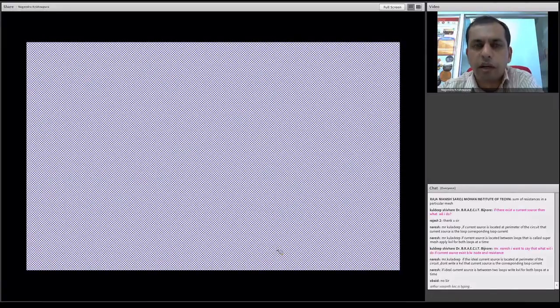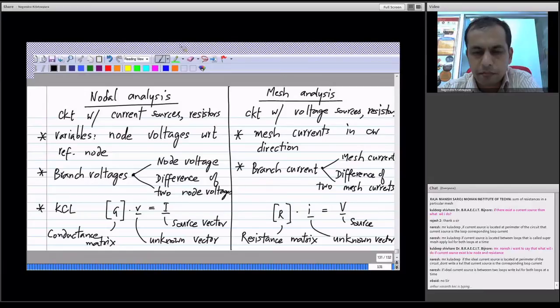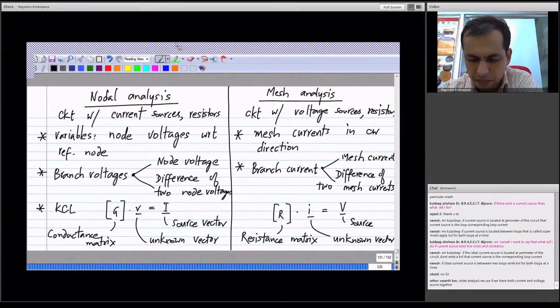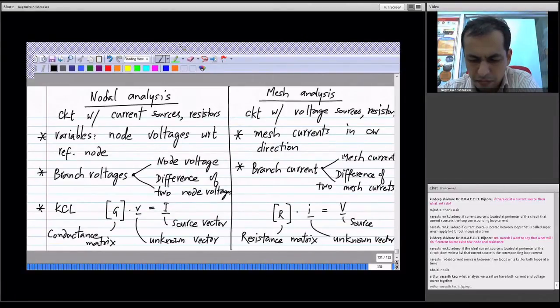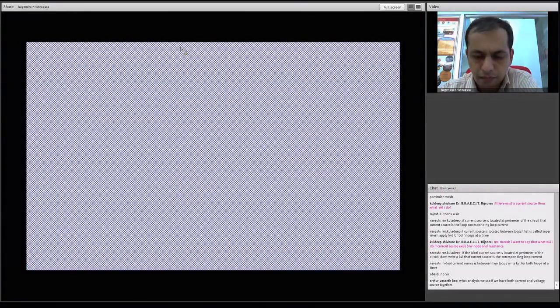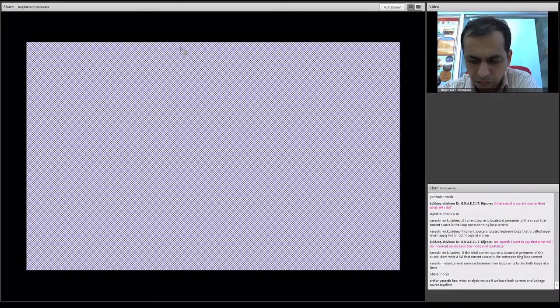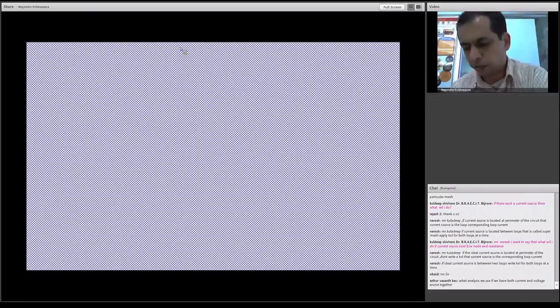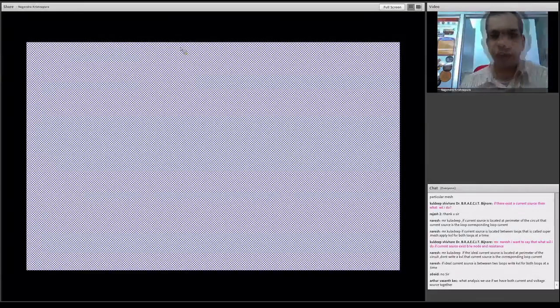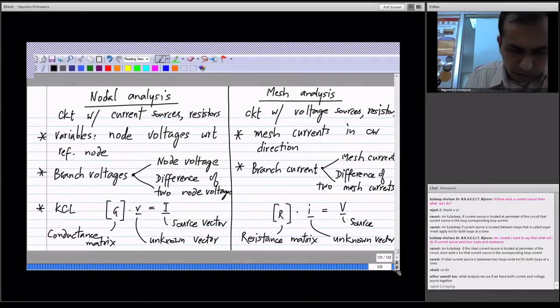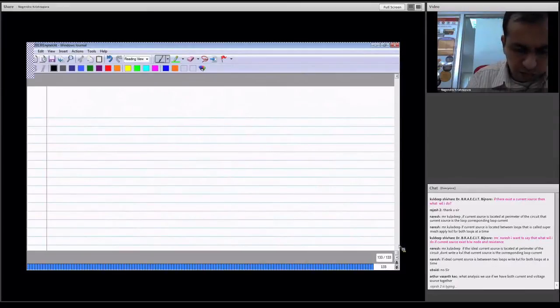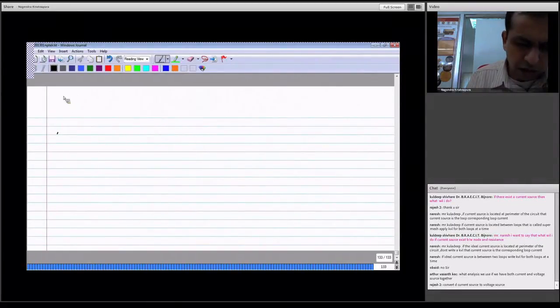Now there are some questions about including a current source in mesh analysis. I will discuss that shortly. Okay, so now I think the simple case is pretty clear. We'll just take a numerical example just to get some practice. Or rather, we'll reserve the example for later. Let's have a mesh analysis including a current source.